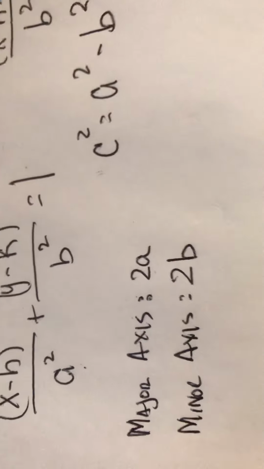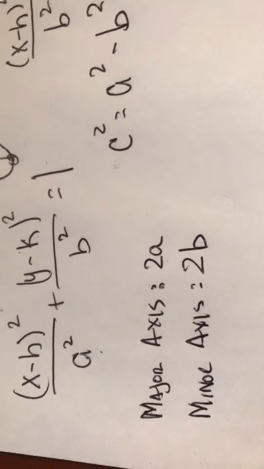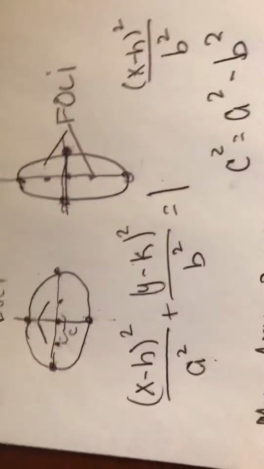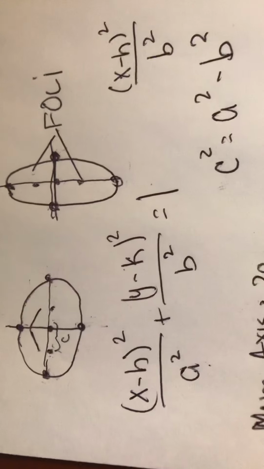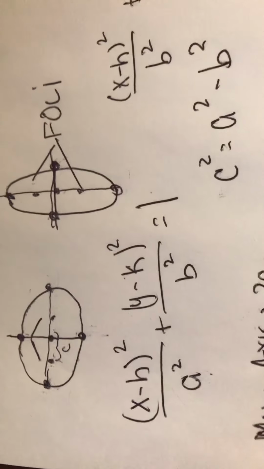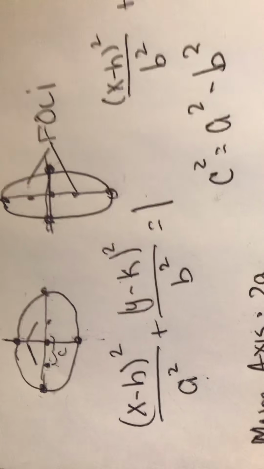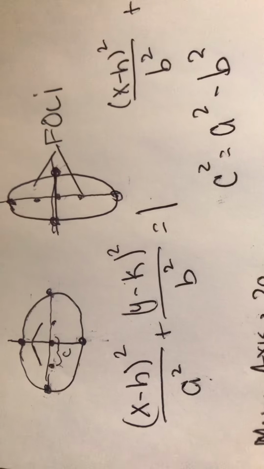So you have 2 foci, you'll have 2 vertices, you have 2 co-vertices. Vertices are always on the major axis. Co-vertices are always on the minor axis.